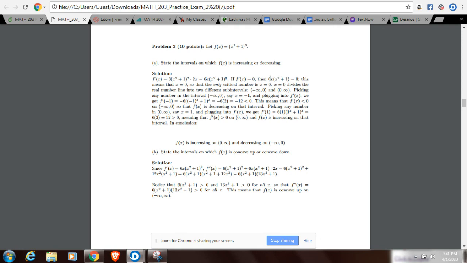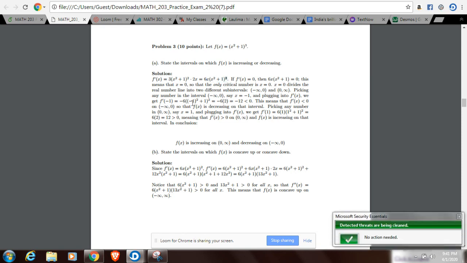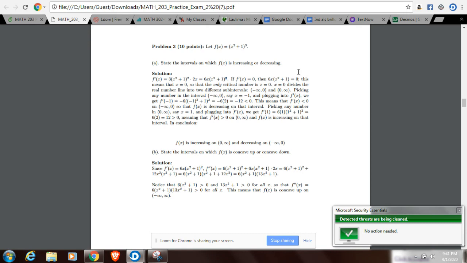We set it equal to 0. We see, okay, 6x, so that could be 0 if x is 0. x squared plus 1 is always positive. So if you square it, it's also going to be positive. This is never 0. So the only way this derivative is going to be 0 is if x is 0.